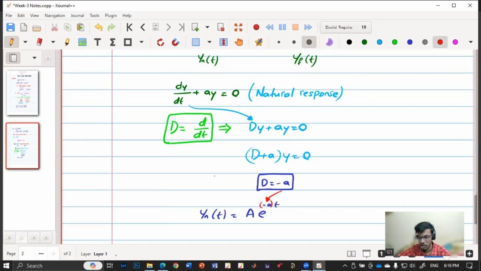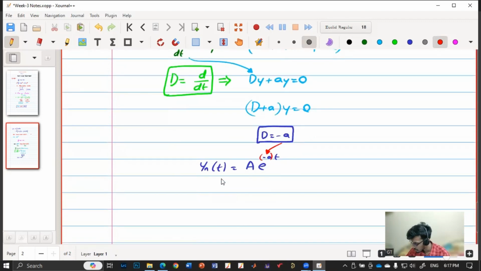In order to make you understand better, I'll consider another example. Say I have (D plus a1) into (D plus a2) into y equals 0. Then we'll have D equals minus a1, minus a2, right? Then my natural response yn of t will be some A into e to the power minus a1 t plus B into e to the power minus a2 t.